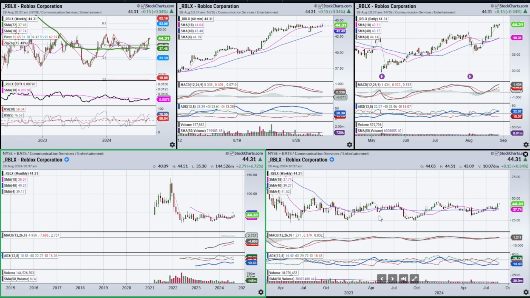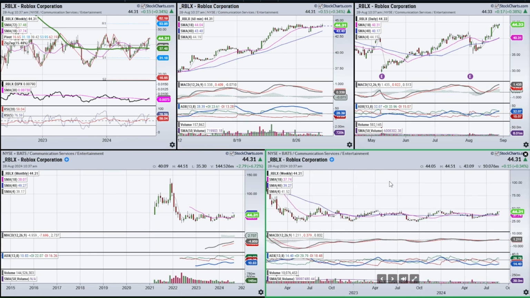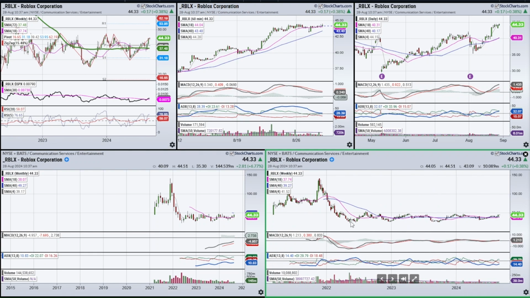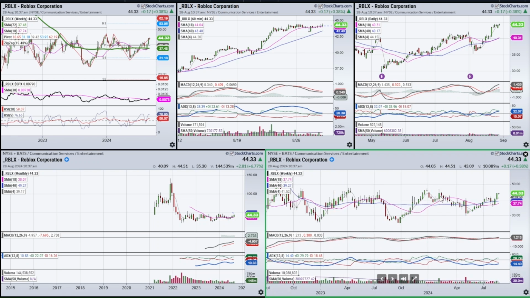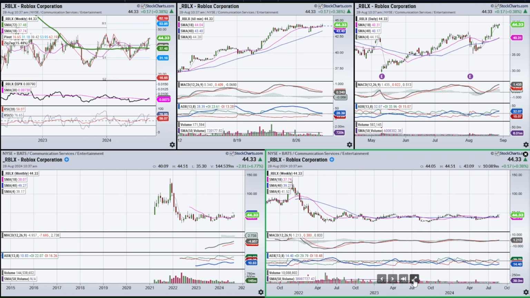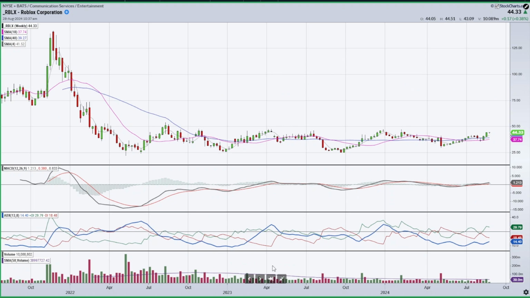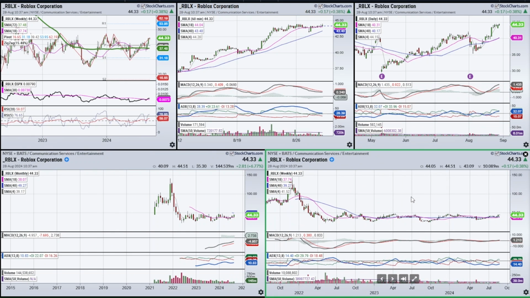Now, Roblox, RBLX, this is one we really want to be watching. Look at this long base, sideways basing pattern. So I'd call this late stage one, right? Stage 4 was the decline, stage 1 is this base. Now we need this to emerge, but we've done all the work. All the prep work has been done. I think if this gets through 50, it's really going to kick into gear.